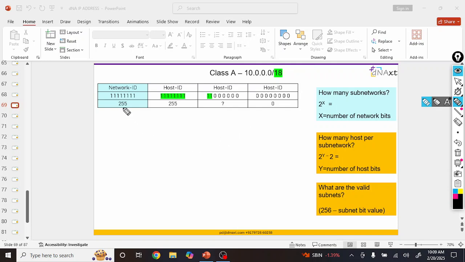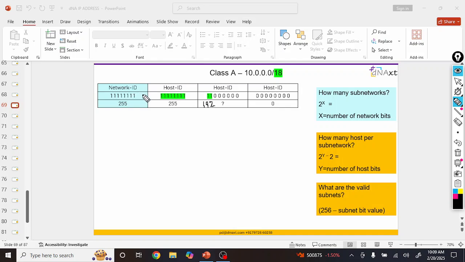Subnet mask will be 255.255. Since 2 bits are on in the third octet, the value will be 128 plus 64, that is 192.0. So 255.255.192.0 is the subnet mask of this slash 18.